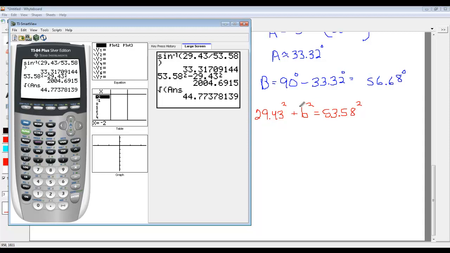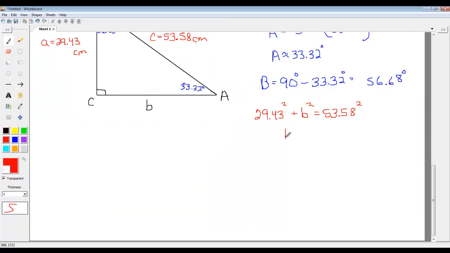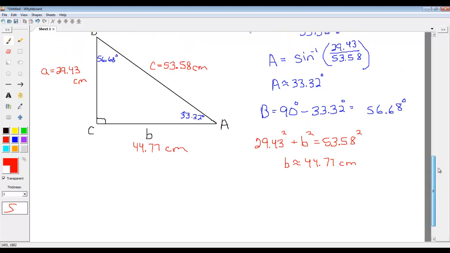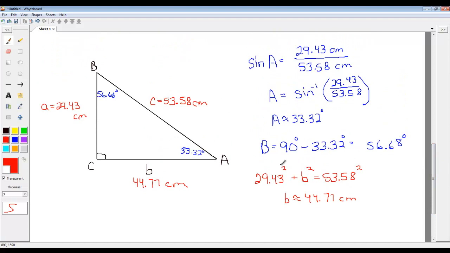Since there are 4 significant digits in each of these numbers, we'll round to 2 decimal places, 44.77. So B is around 44.77 centimeters. But now we've been able to solve this right triangle as well. We started off just knowing 2 sides, and we were able to solve for the third side and the 2 angles. And it's all using trig ratios.